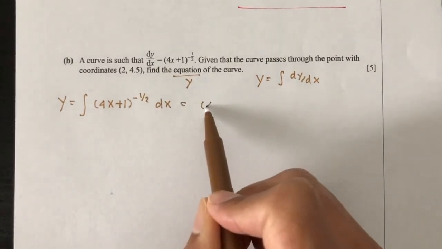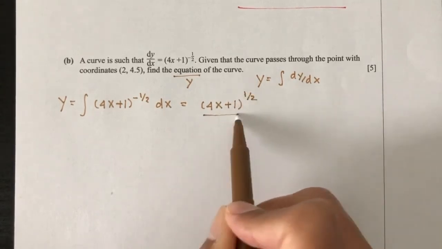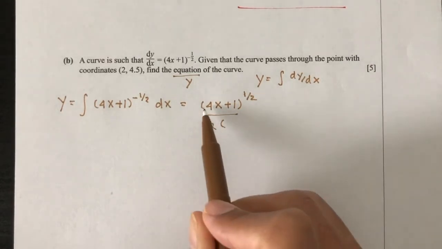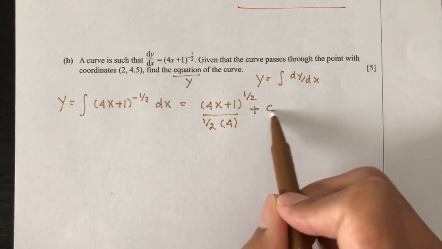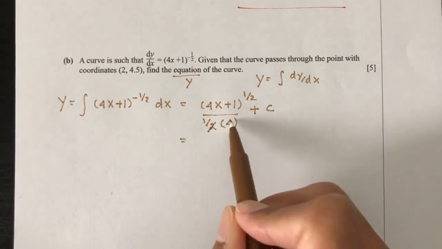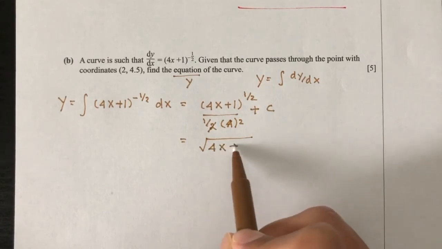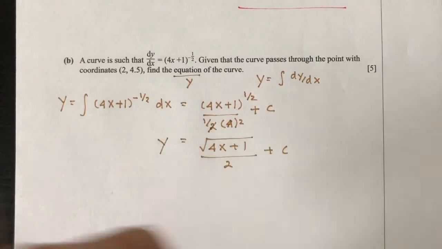Now first thing to do is to increase the power by 1. That will become half. Then divide by the power. Then divide by the differentiation of the inside. That will be 4. Of course we have to write plus c. That will be cancelled out 2. So you will have this, root of 4x plus 1 over 2 plus c for your value of y.